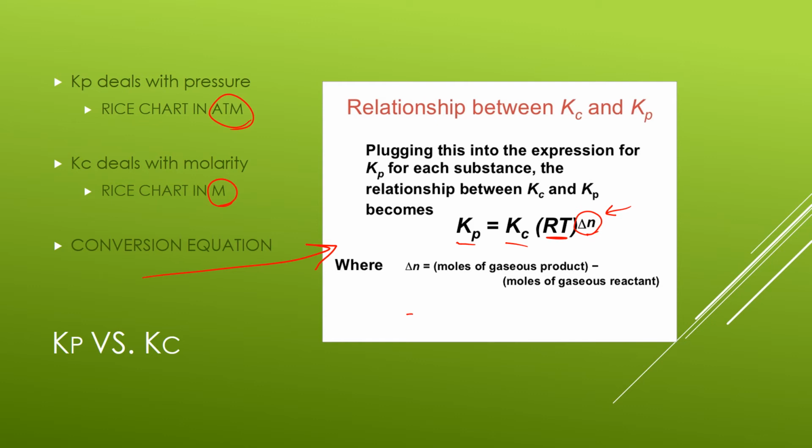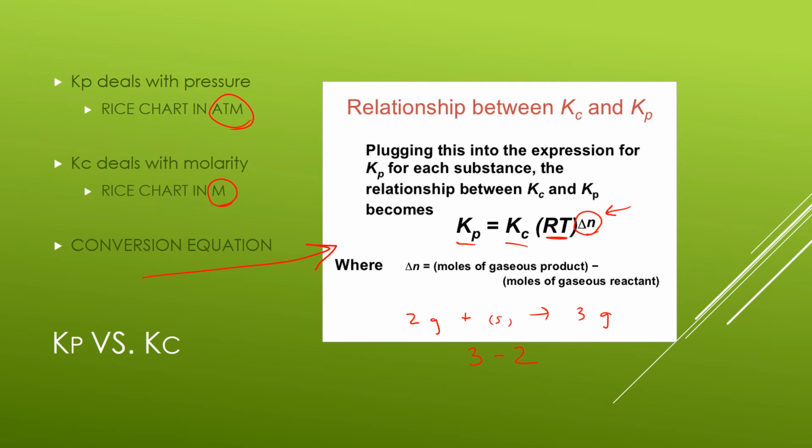So if I had 2 moles of gas plus a solid yields 3 moles of gas on my product side, it's products gas minus reactants gas. So delta N would be 3 minus 2. It's okay to have negative delta N quantities.